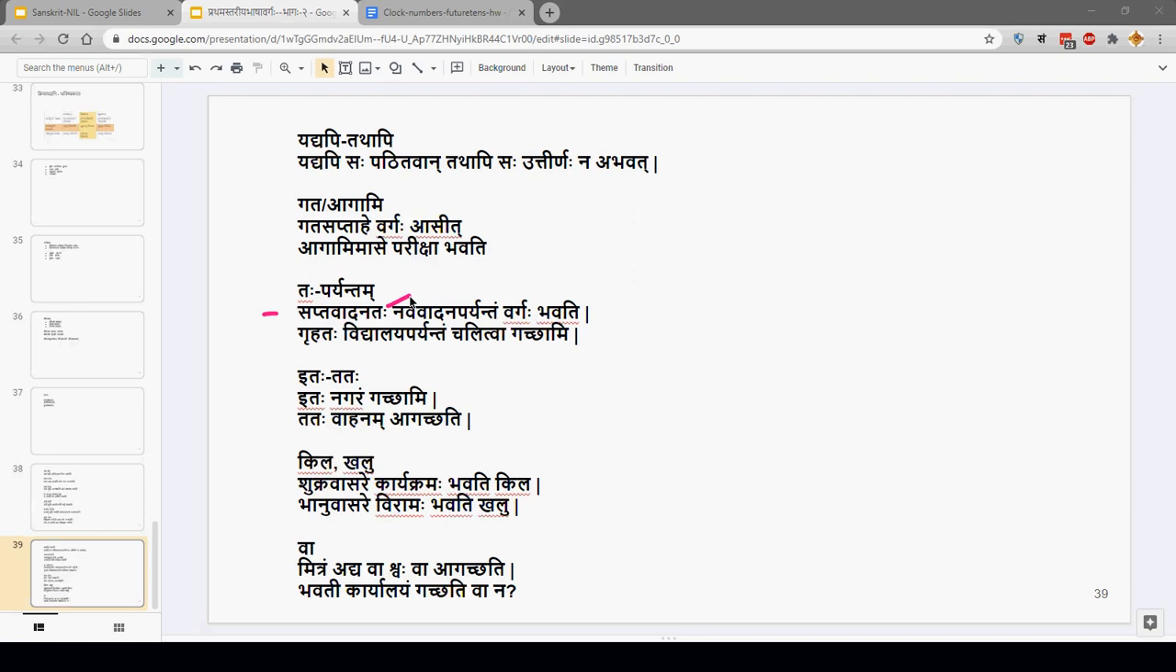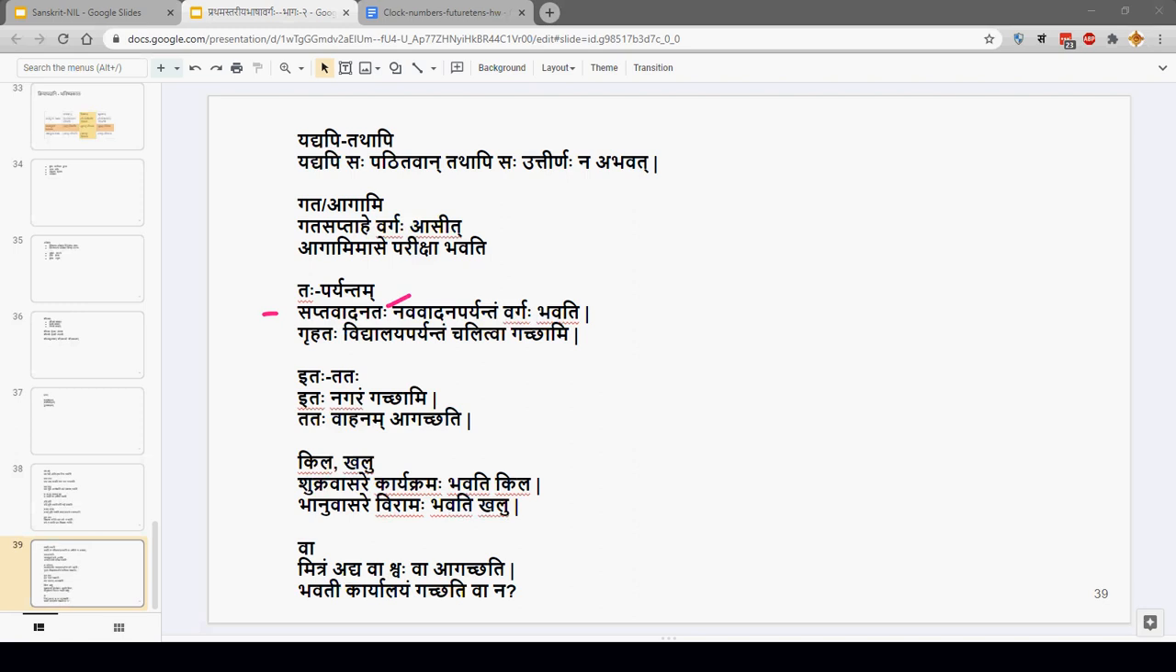Then the next one is kila khalu. Now kila khalu, these are two separate words. One example here is Shukravasare Karyakramaha Bhavati Kila. Shukravasara is what? Friday. Shukravasare Karyakramaha Bhavati is the base sentence here. Shukravasare Karyakrama Bhavati means what? On Friday. Karyakramaha, program happens. On Friday program happens. So kila we are adding just as an affirmative word here.